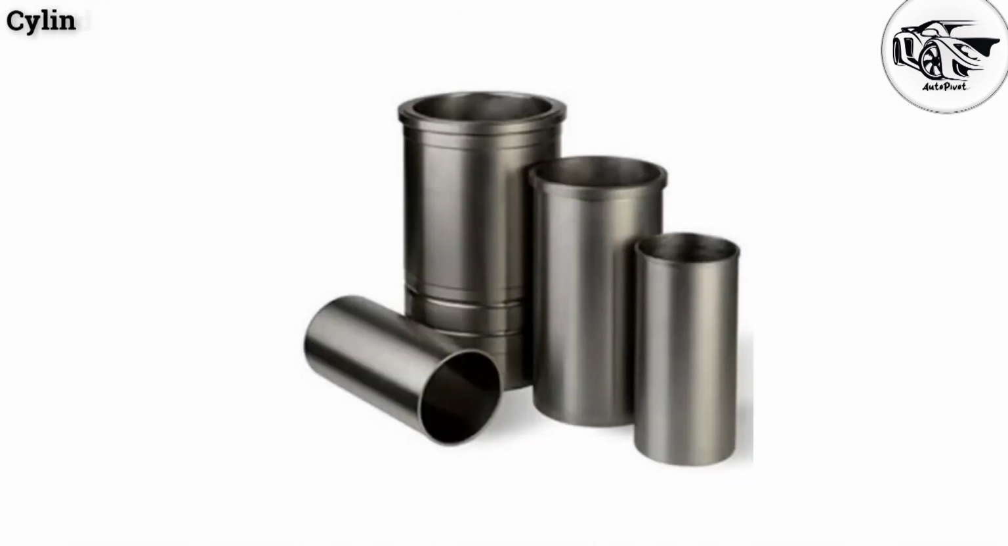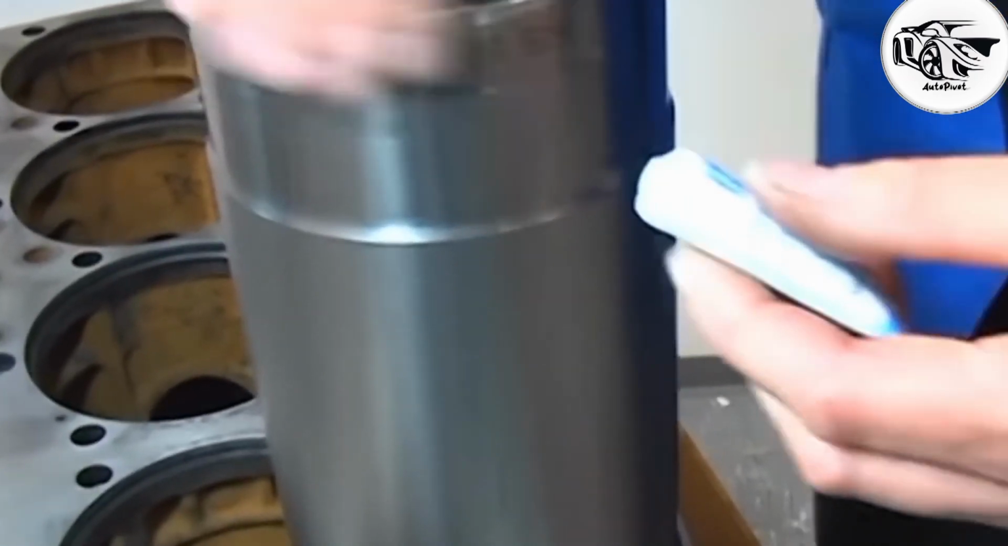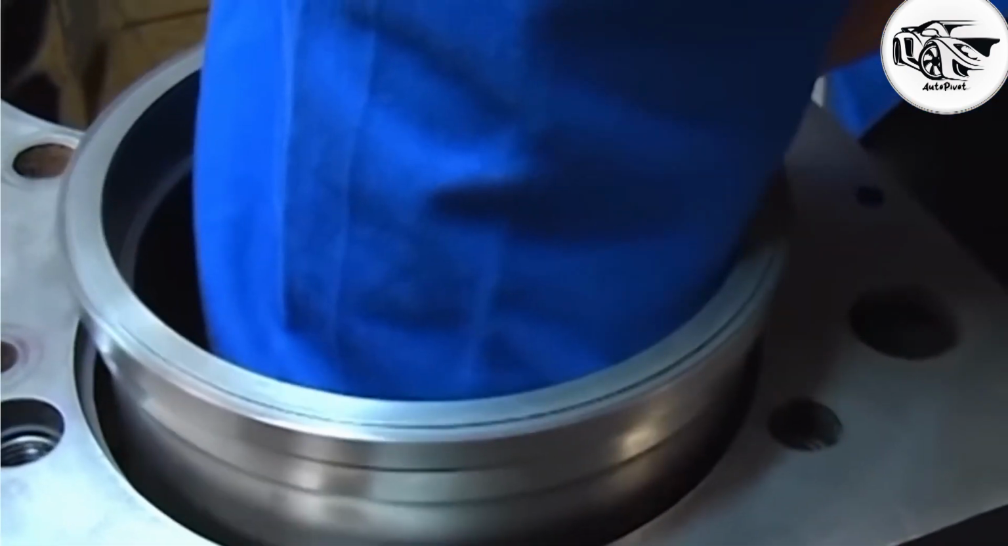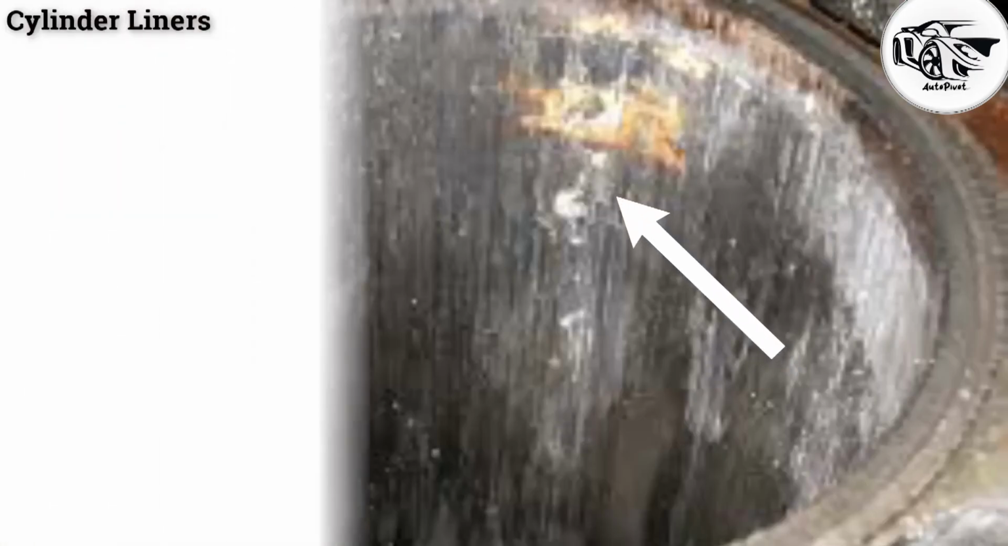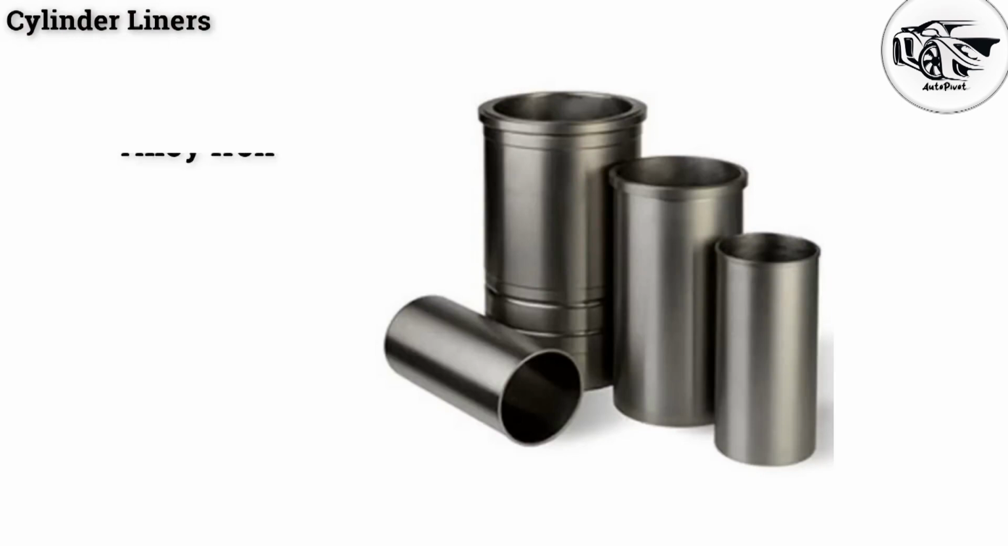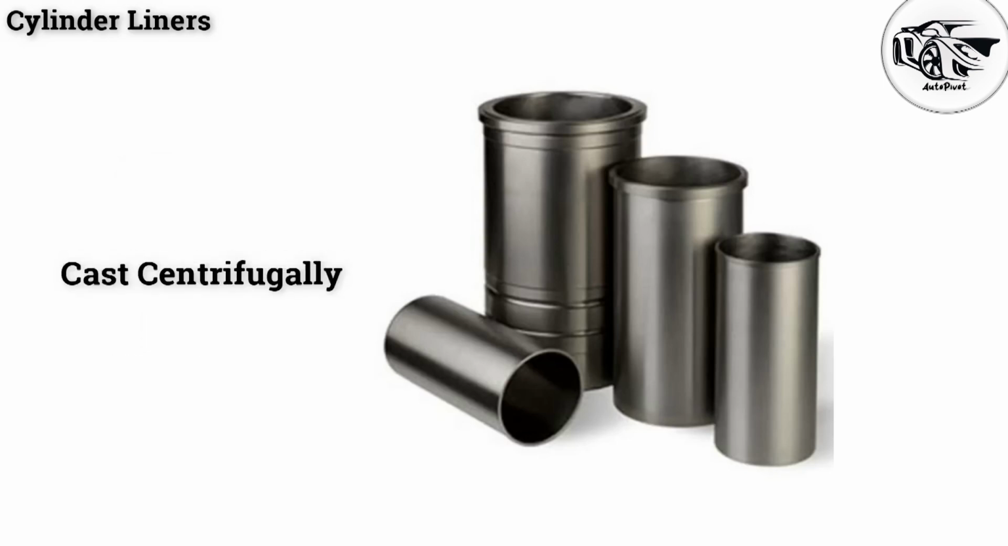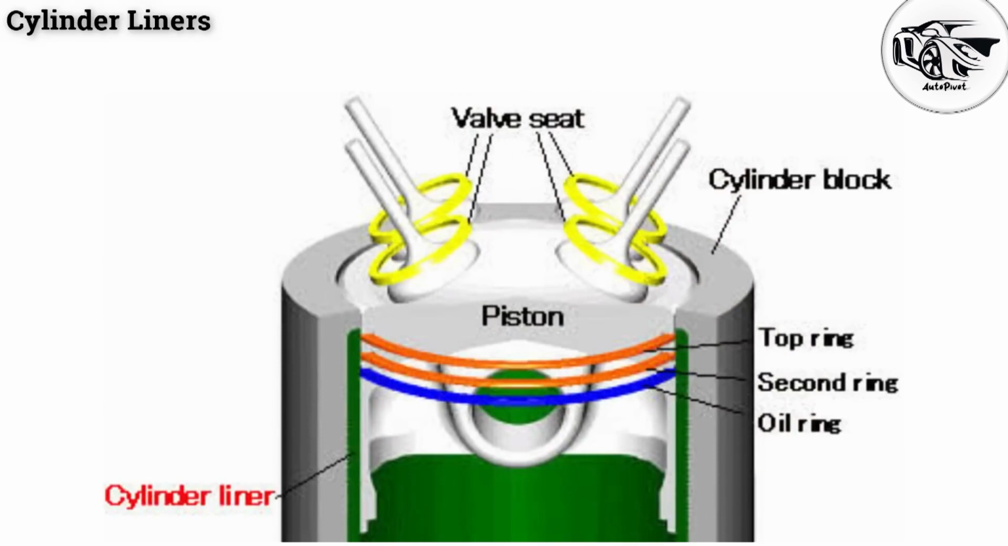Cylinder liners. The cylindrical shaped liners are used to avoid the cylinder wear. It is one of the most important functional parts that make up the interior of an engine. Cylinder liners can be replaced after they are worn out. These are made of special alloy iron, containing silicon, manganese, nickel, and chromium. Usually these are cast centrifugally. These liners are resistant to wear and corrosion, and are the oil hardening type that offers considerably longer life for the engine.